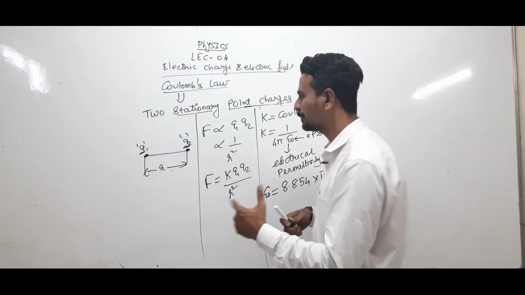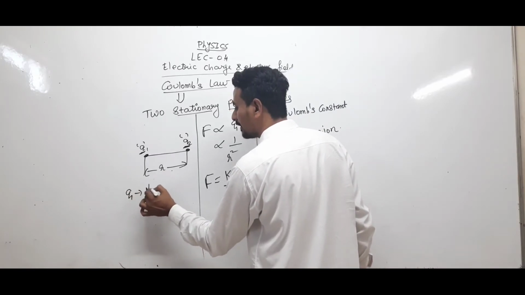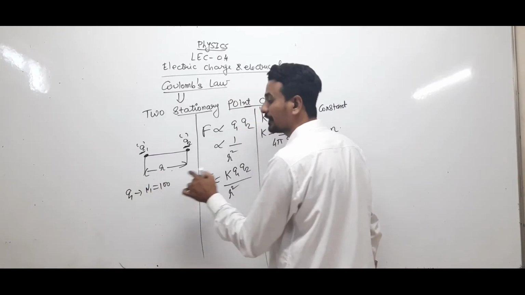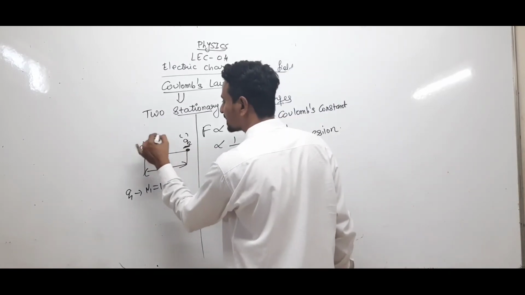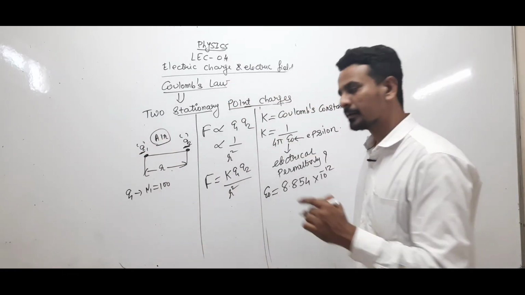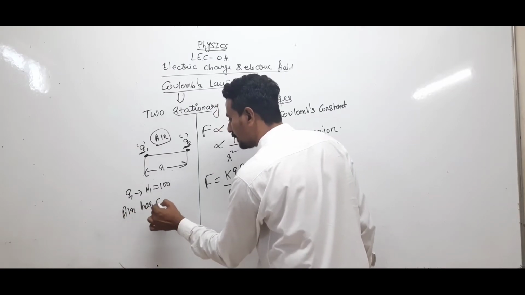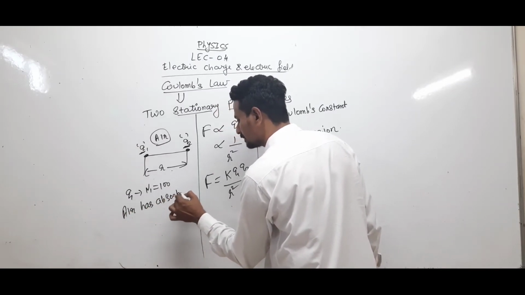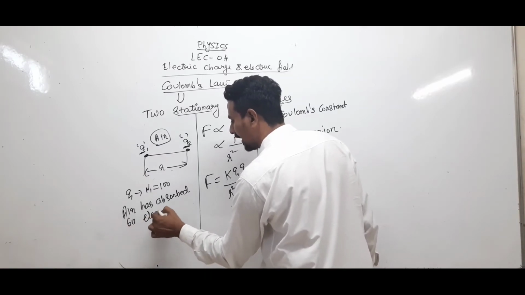For example, suppose there are 100 electric field lines coming from the Q1 charge. These two charges are placed in, say, air. So air is a medium. Suppose air has absorbed, say, 60 electric field lines.